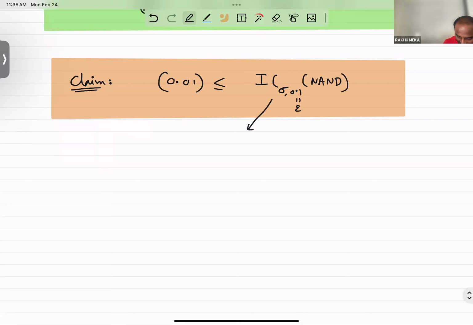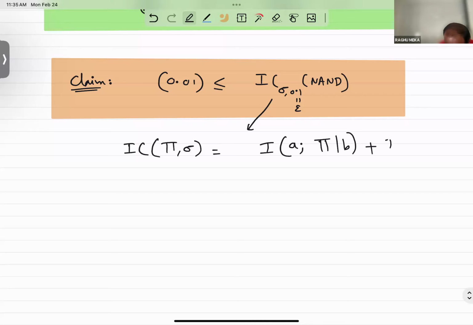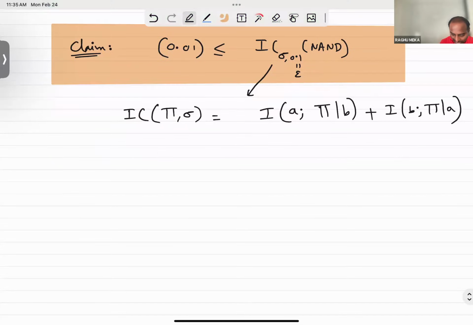So let's understand what this means. Suppose I had a protocol which is computing NAND, then the information cost of the protocol with respect to sigma, again, just using the definition, is I(A; pi | B) plus I(B; pi | A). Let's focus on the first term again. And more or less, we're going to say that either this or the next term should be 0.002 or something.